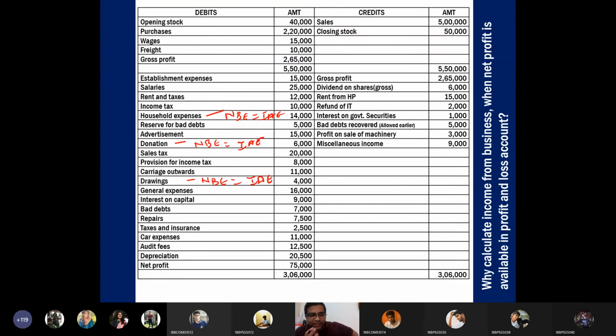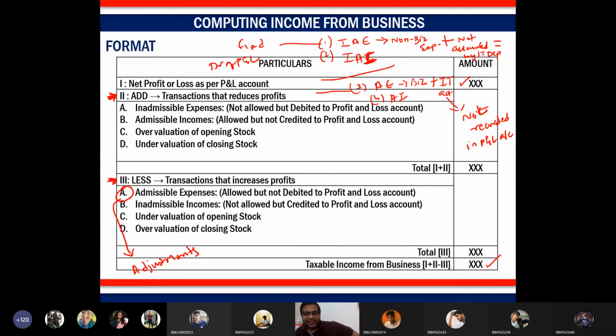So don't get confused saying, okay sir, household expense means inadmissible expense, but salary is admissible expense, right? Salary is admissible expense, you're right, but it is already recorded. What we want is admissible expense which is not recorded in the P&L account. So that's the reason the definition of admissible expense for our purpose is expenses which are allowed by the income tax department, related to business but not recorded in the profit and loss account. So we have to find them in the adjustments. That's all about admissible expenses and inadmissible expenses.